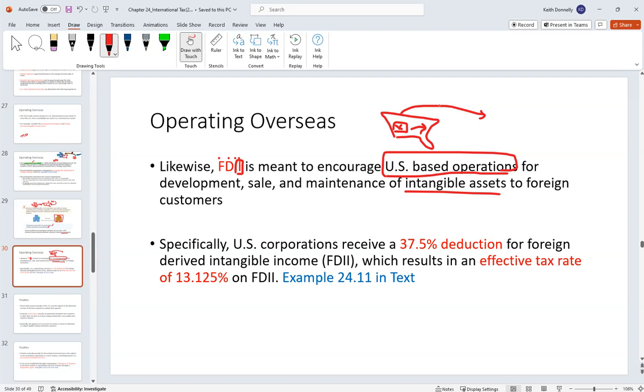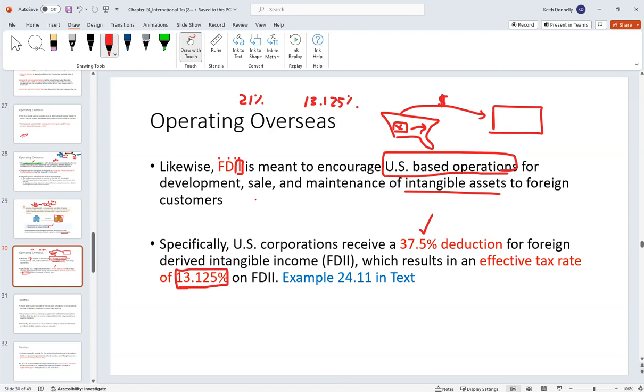intangible assets. So if you have income from this, foreign derived intangible income, it's foreign. Really what we're getting at here is US based operations, so that's why I have it in there, but it's really foreign derived intangible income. What happens here is you're going to get a 37.5% deduction for that income, which when you run the math on it, produces an effective tax rate of 13.125% on FDII. So what's going on here? You sell stuff normally in the US, you're going to have to pay 21% tax. To encourage you to have your intangibles and produce them here, effectively you're going to pay 13.125% tax on it. That's the idea with FDII. It's a type of income.